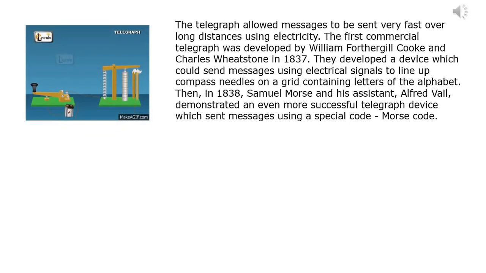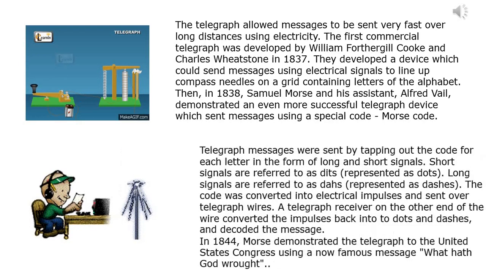The telegraph allowed messages to be sent very fast over long distances using electricity. The first commercial telegraph was developed by William Fothergill Cooke and Charles Wheatstone in 1837. They developed a device which could send messages using electrical signals to line up compass needles on a grid containing letters of the alphabet. Then, in 1838, Samuel Morse and his assistant, Alfred Vail, demonstrated an even more successful telegraph device which sent messages using a special code, Morse code.